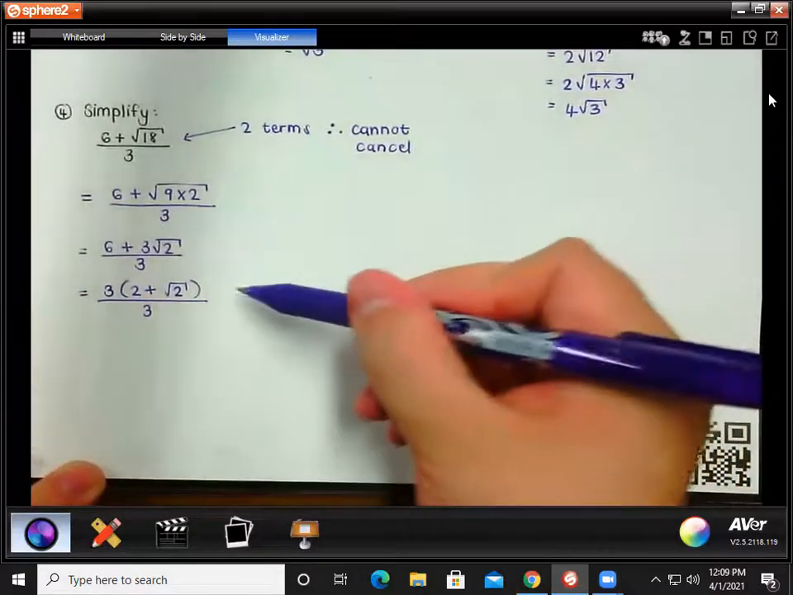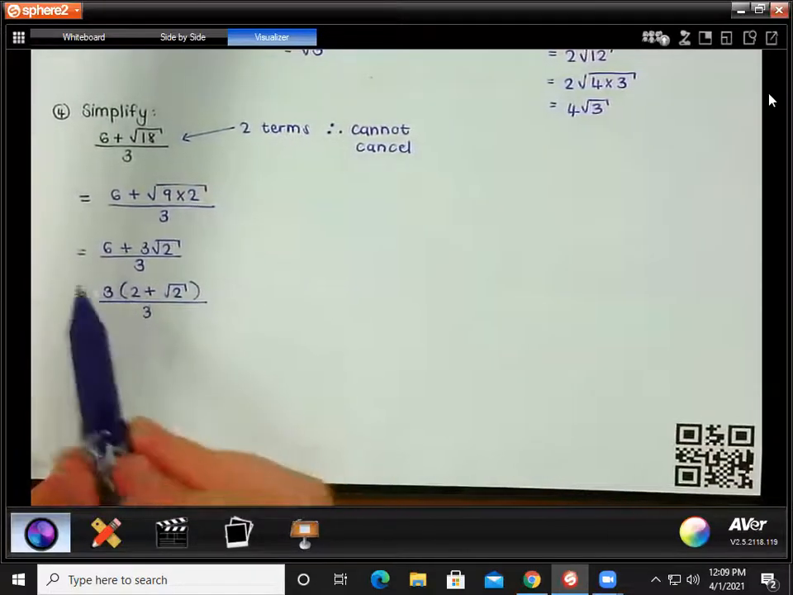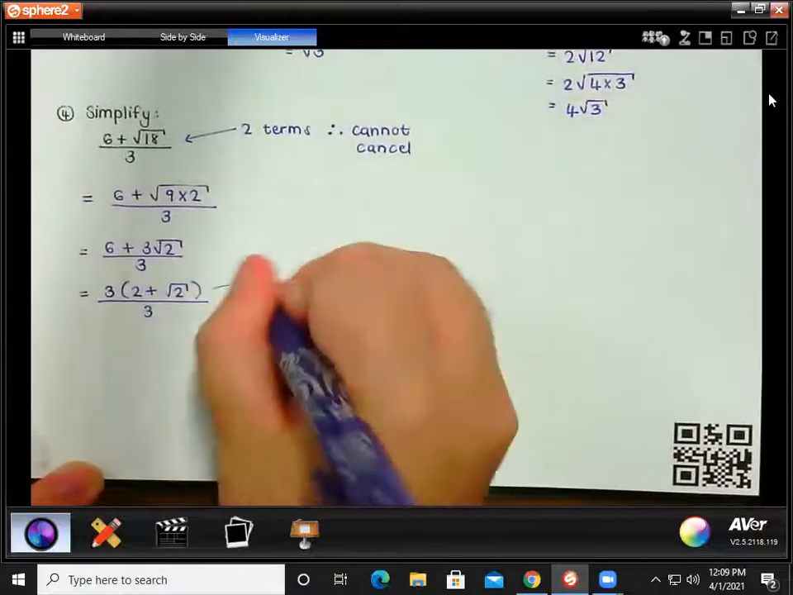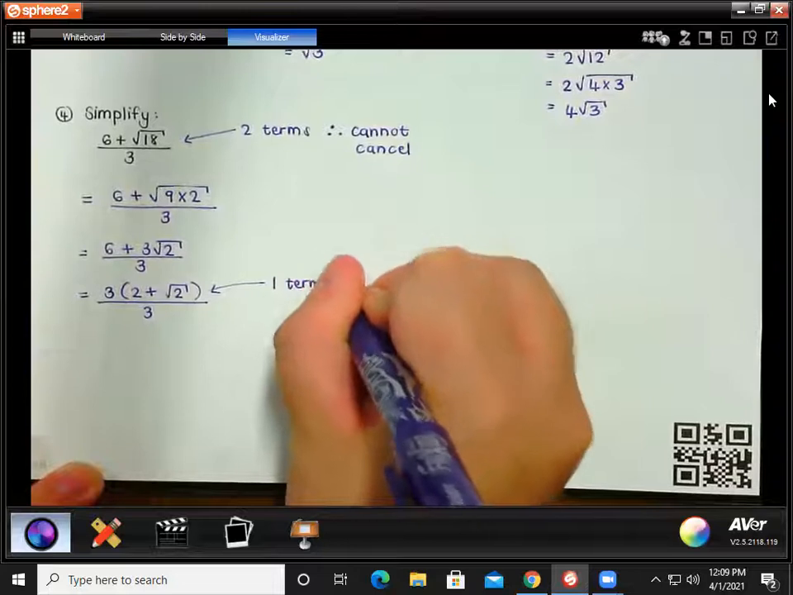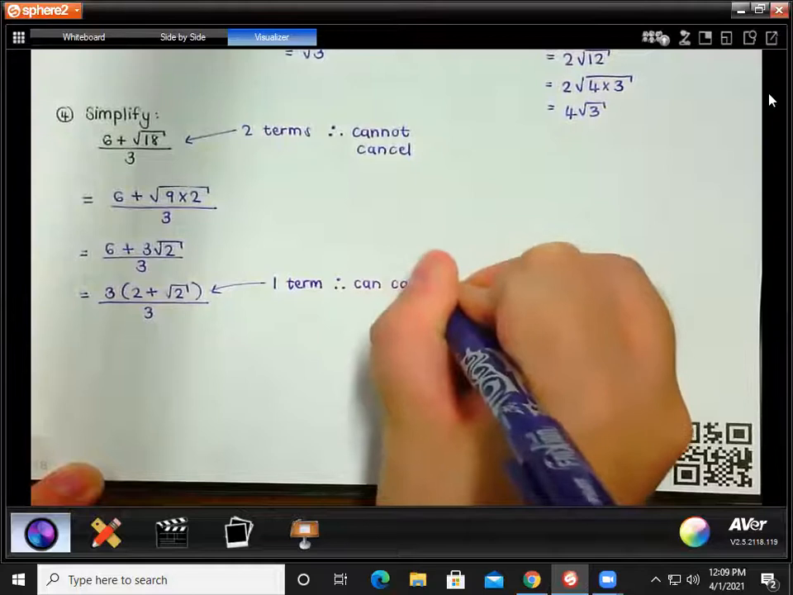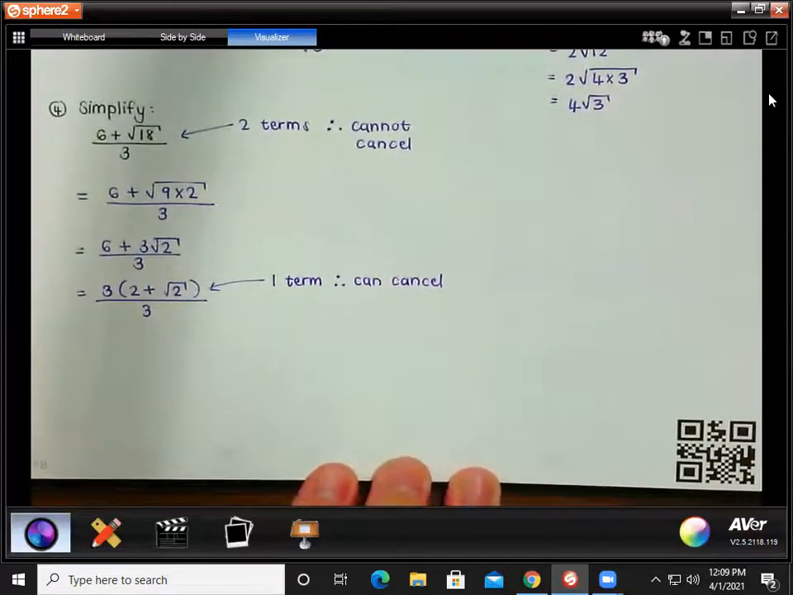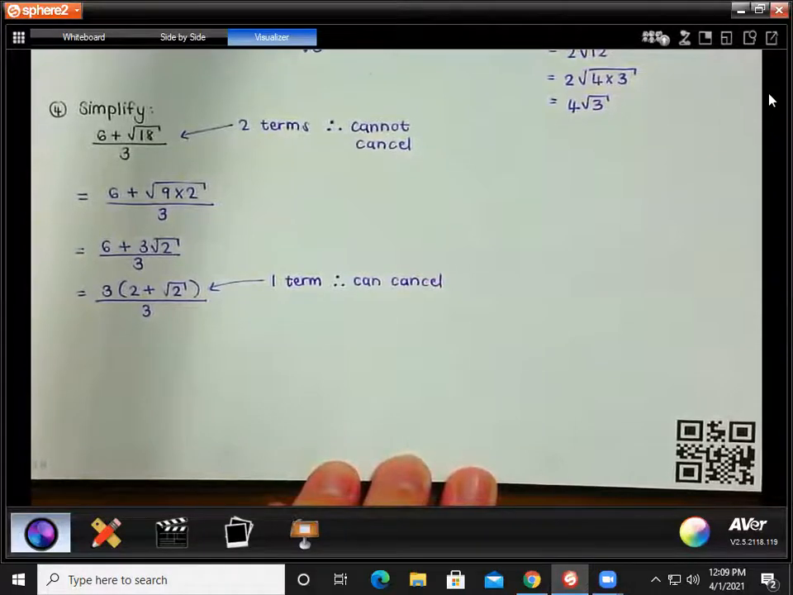How many terms do I now have at the top? 1. Okay, because I have a number and a bracket, that's 1 term. So now you are allowed to cancel out. Yeah, you would have to show that. That is the factorizing step. What you could also do, because you just have 1 term in the denominator, you could split the fraction up, but you would then have to show that. Yes, Talia?